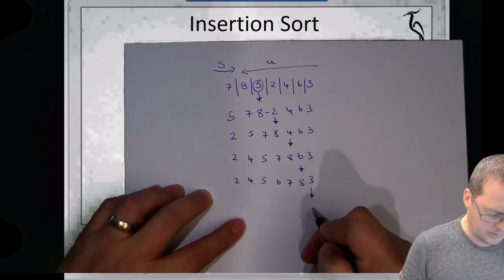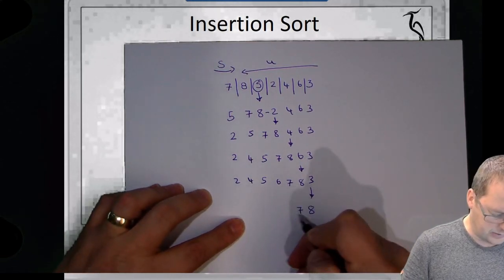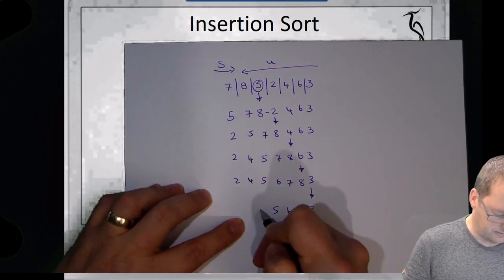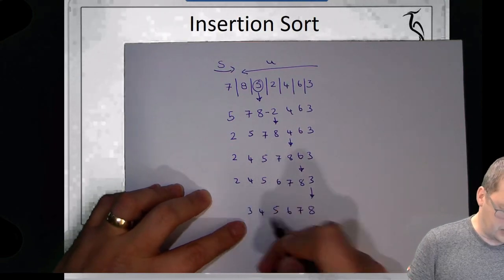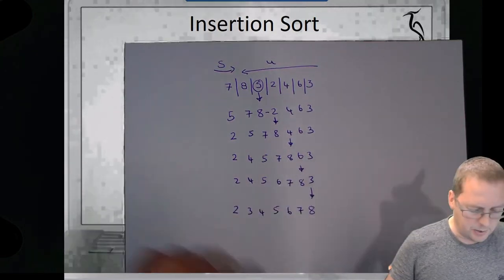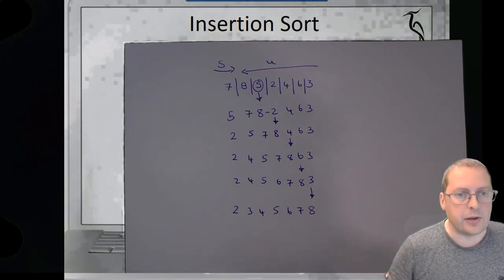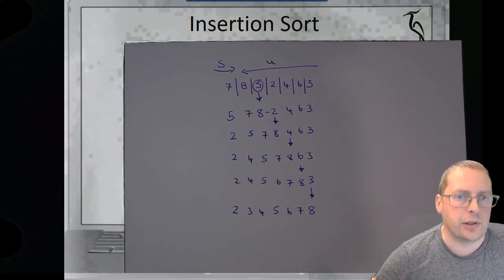that out. I can move my 8 along, my 7 along, my 6 along, my 5 along, my 4, insert the 3, and put the 2 back in. So you can see there how an insertion sort works.